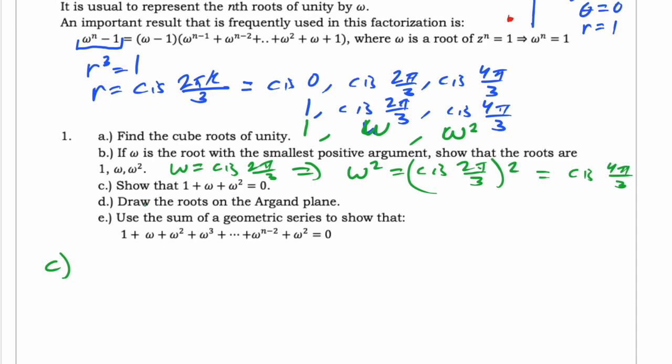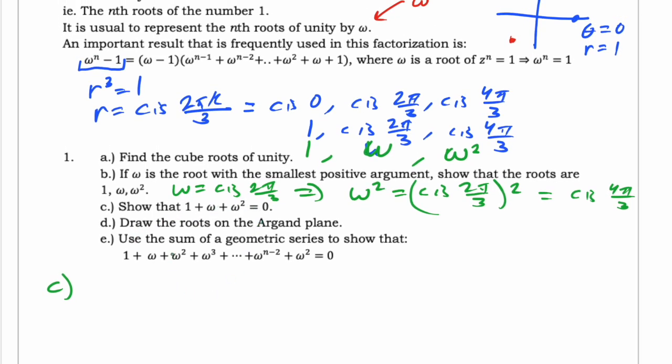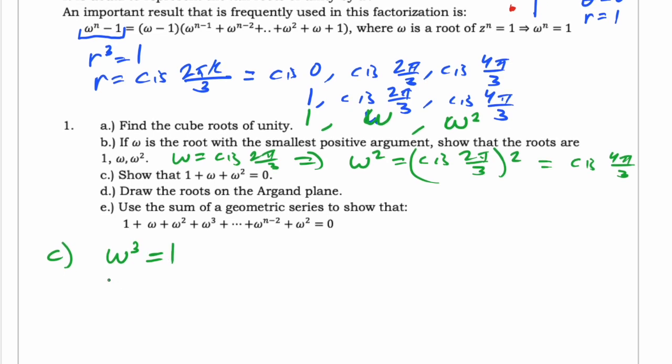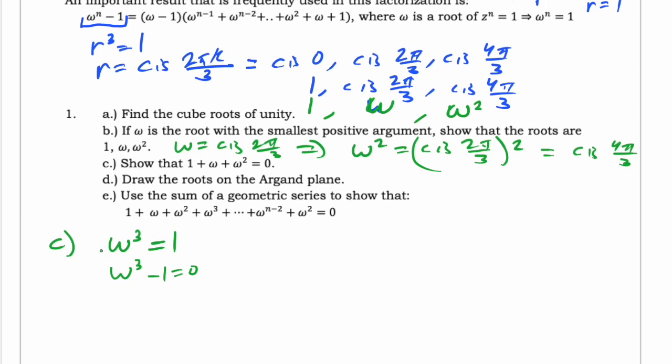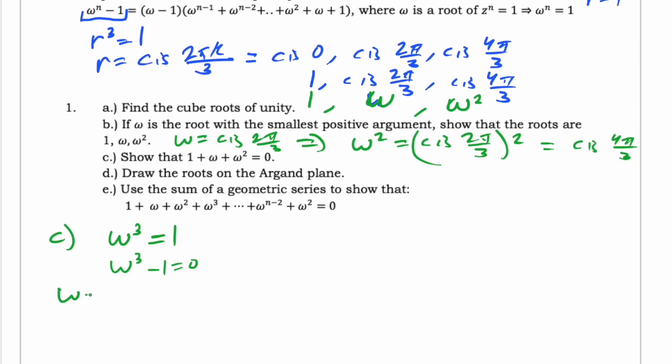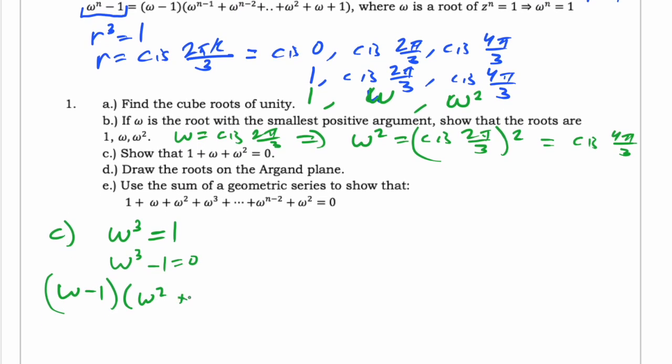Part C, very common question in IB questions. To show that this equals 0, you start with, we know that omega to the power of 3 equals 1 because it's a cube root of unity. That means that omega cubed minus 1 equals 0. And this is what we can do here. We can factorize it like this. So omega minus 1 times omega squared plus omega plus 1 equals 0.